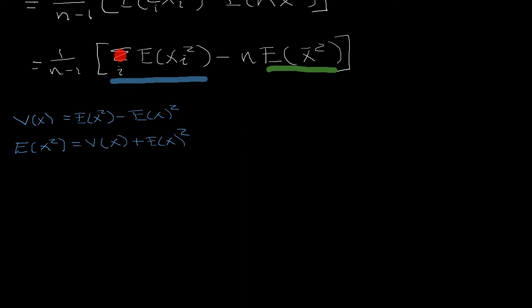But we have a sum of expected values of a random variable squared. So what we can do is the following: the sum of the expected values is going to be the sum of the variance plus the expected values squared.